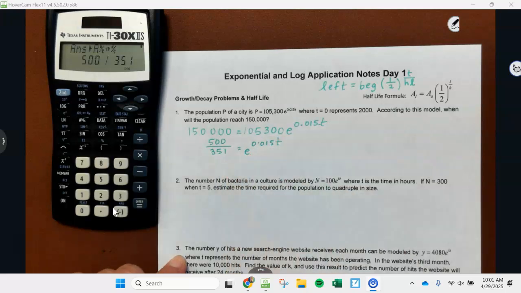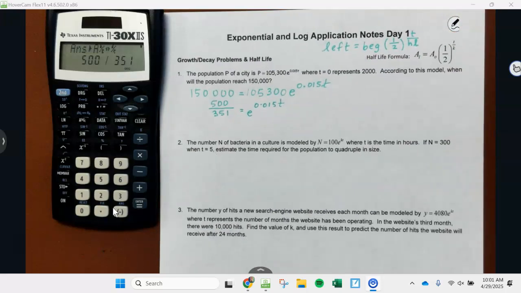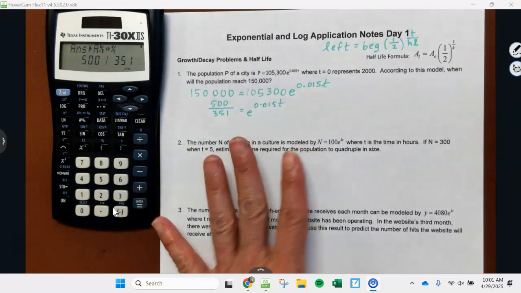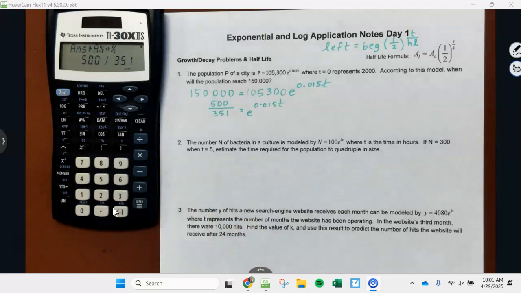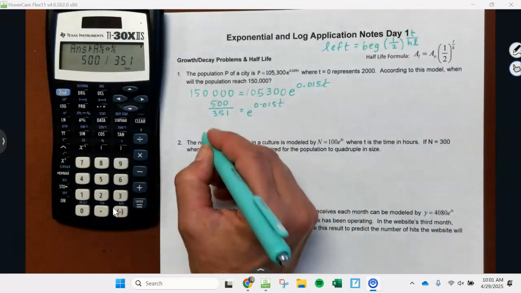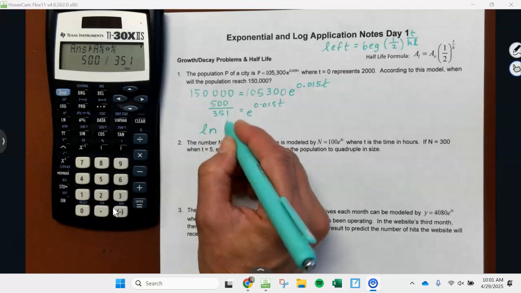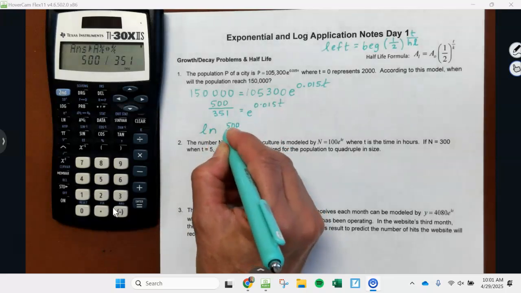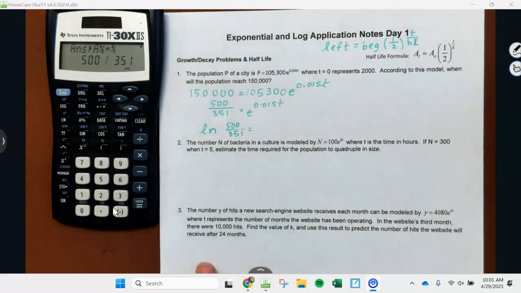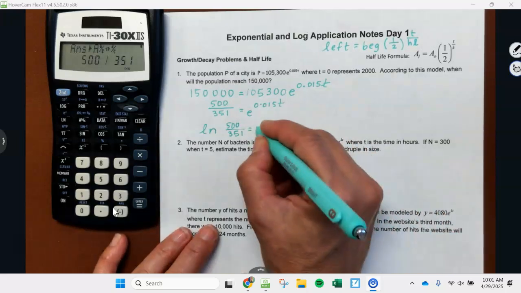0.015 T. Now, y'all, there is no way that I could write this as the same base. If I could write it the same base, it would be a super easy problem. But I can't. I can't make this turn into the letter E. So from this step, you log it. And remember, it's an E, so you have to use ln. So let's convert this to logarithmic form. So ln of 500 over 351. Remember, all logs equal exponents. And the exponent was 0.015 t.